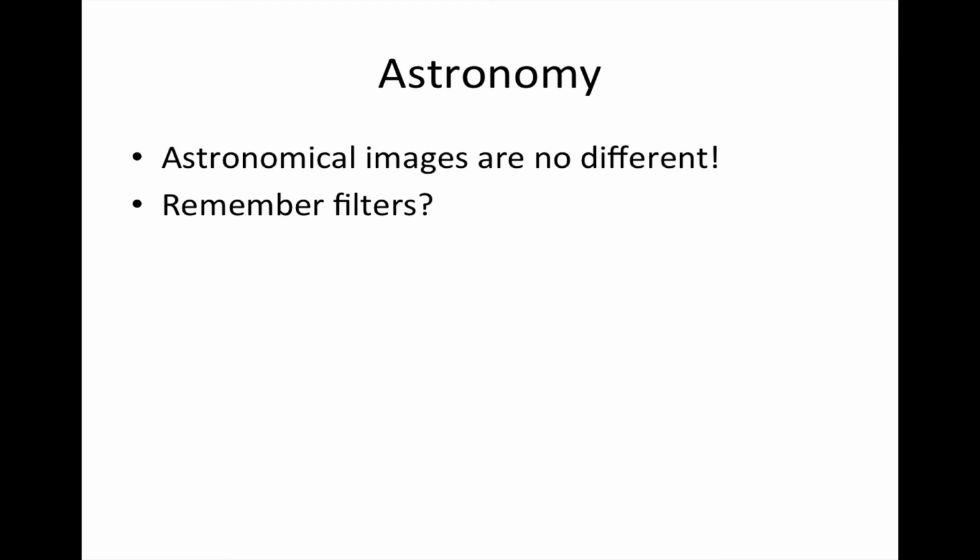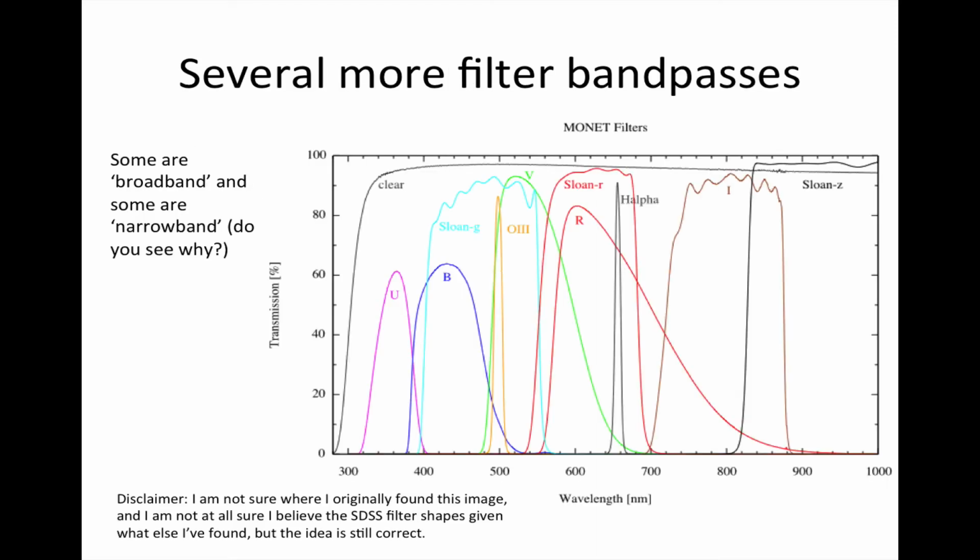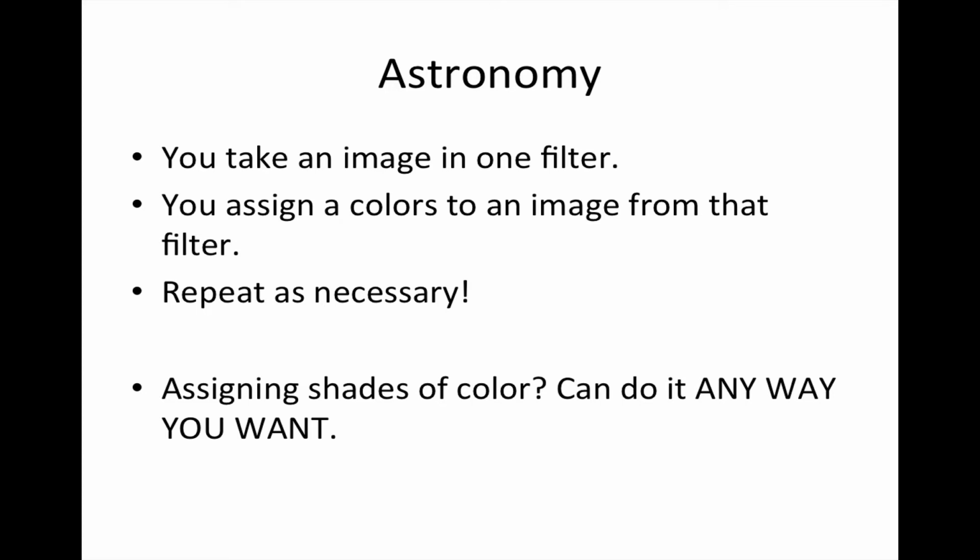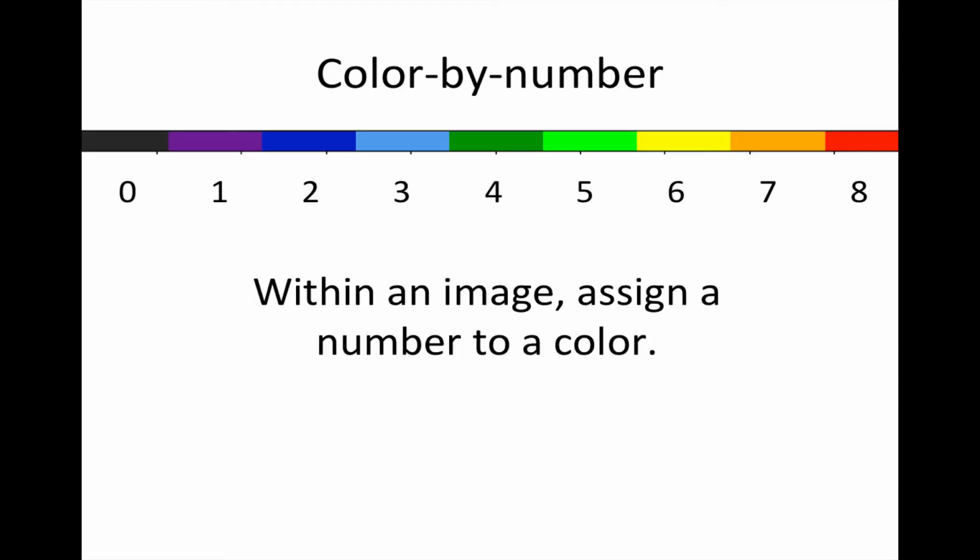So astronomical images, at the end of the day, are really no different than any other image. Remember our discussion of filters? Well, this is one of the slides from that. You can take images in any of a wide variety of filters. And those different filters mean that the image only includes light from a certain range of wavelengths. Like a B-band filter is only going to include a relatively narrow range of blue light. So you take an image in one filter and you assign colors to that image from that filter. And you do that as many times as you want or need to. And you can assign shades of color any way you want. So it's really sort of a color by number game.